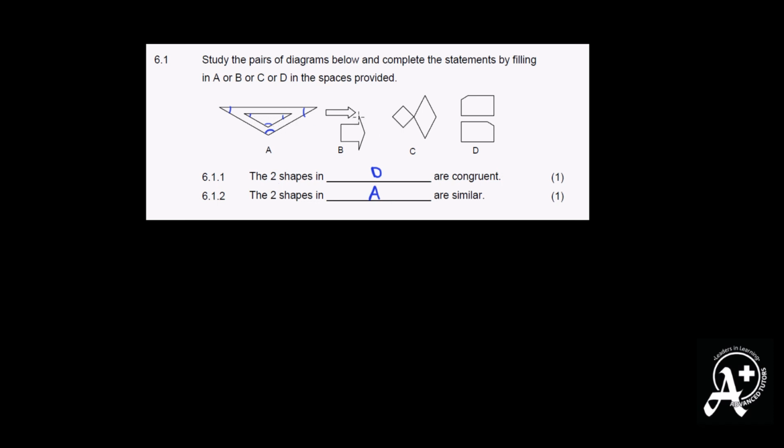If we take a look at B, we can see that angle there seems to be smaller than that angle there. So these ones are not similar. Likewise here, this angle to me seems to be smaller than that one there.